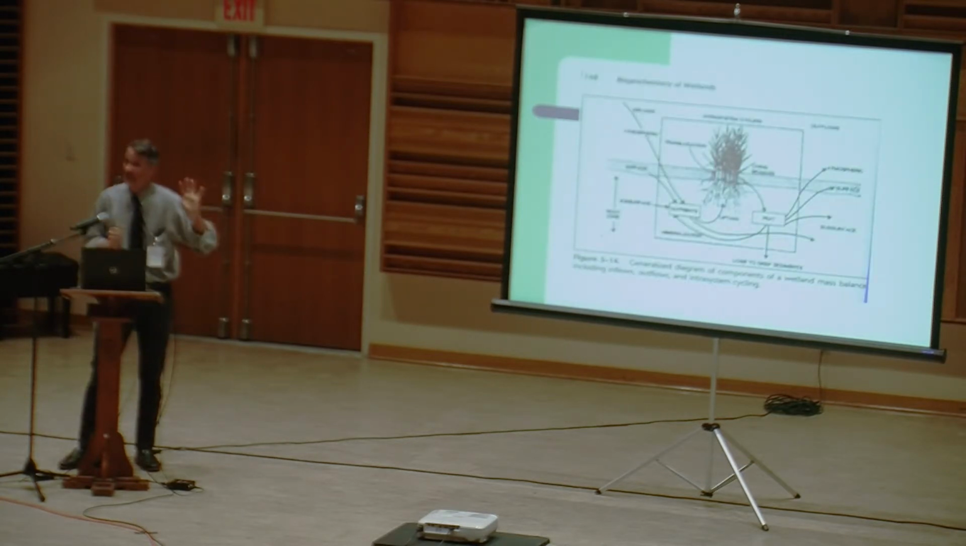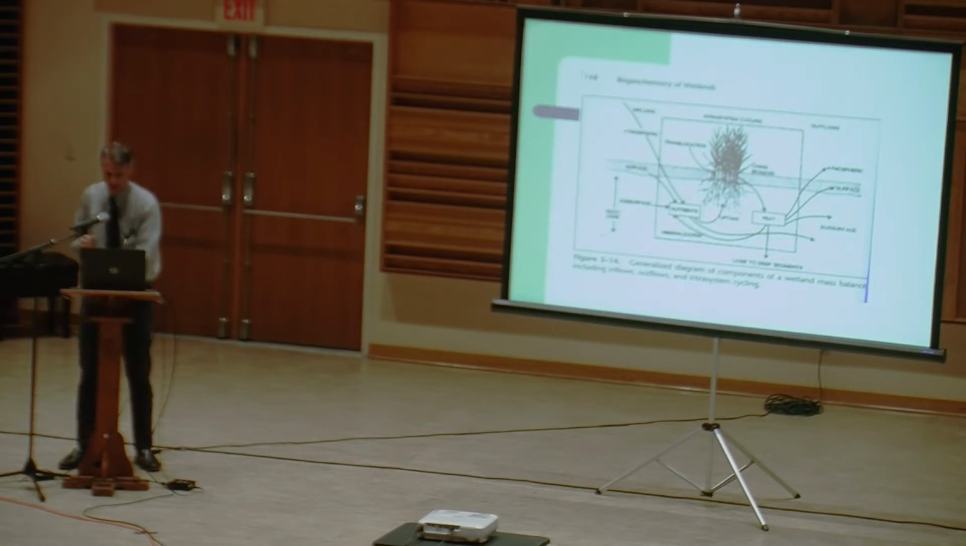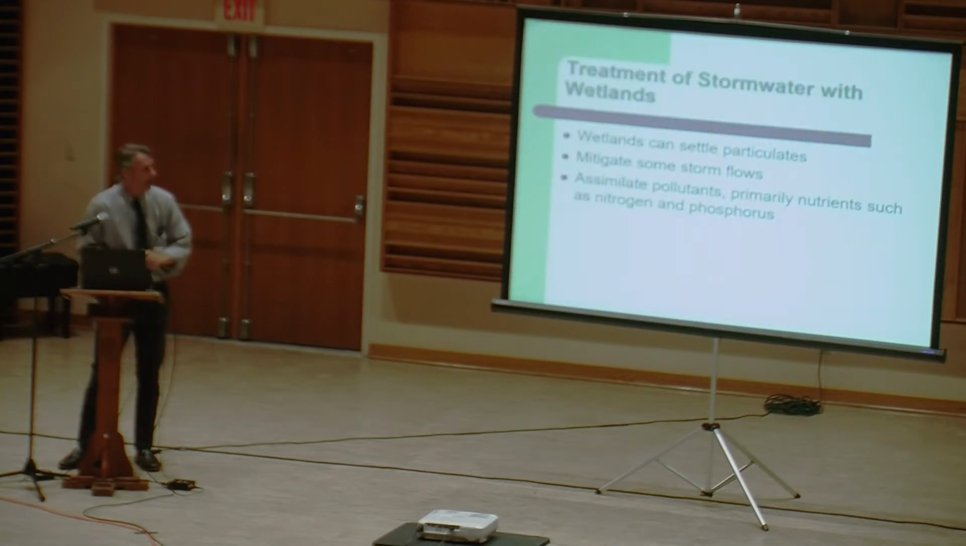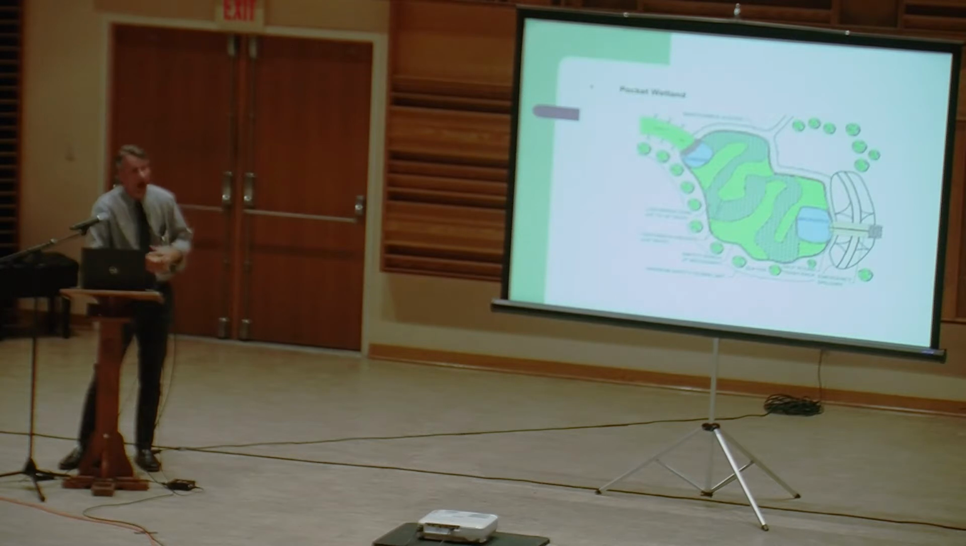I'm not going to get into this, but I put this down to emphasize that wetlands are very important in that they help to retain and remove nutrients. They're very effective at removing pollutants. As a matter of fact, I'll show you some BMPs that use wetlands to treat runoff. But there's a very complex cycle involved with carbon, nitrogen, and phosphorus in the wetland ecosystems. So wetlands can be used to settle out particulates. They can be used to mitigate some storm flows, and they can, like I mentioned, assimilate pollutants, particularly nutrients such as nitrogen and phosphorus.